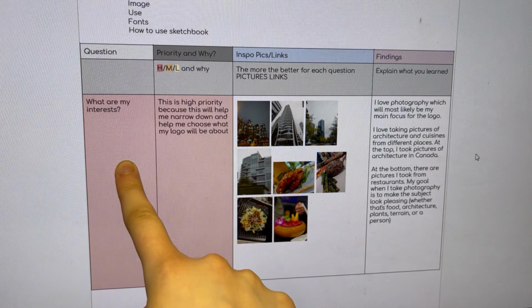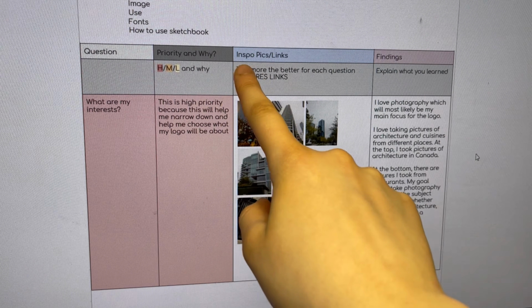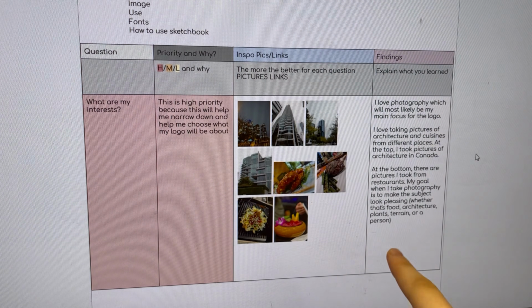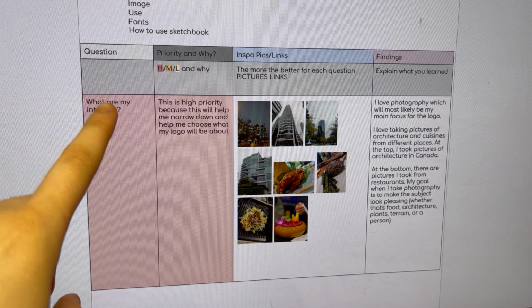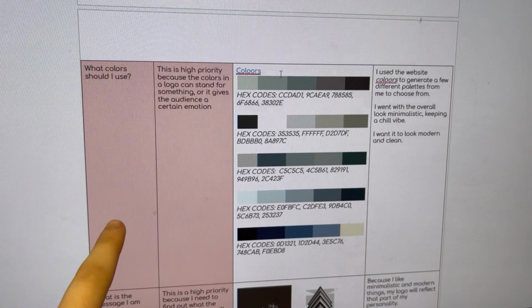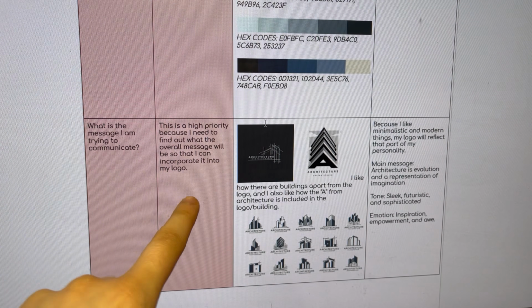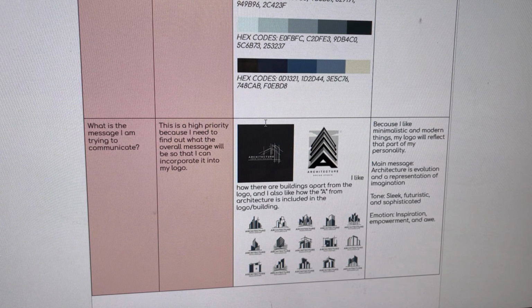You should have a question, you should have a priority, you should have some inspos or links, and you should have findings. It's basically like a conclusion. My teacher always said, have at least 10 questions that you're going to answer, and then say what priority it is and why it's a high or low or medium priority.